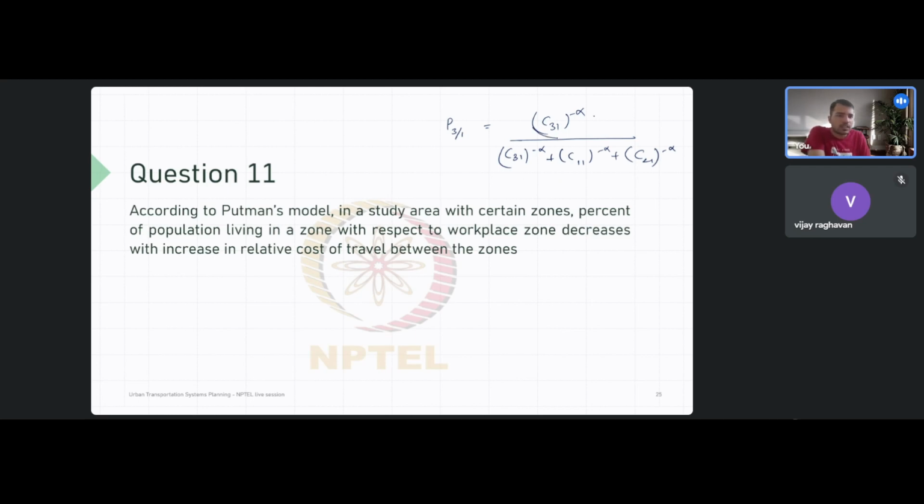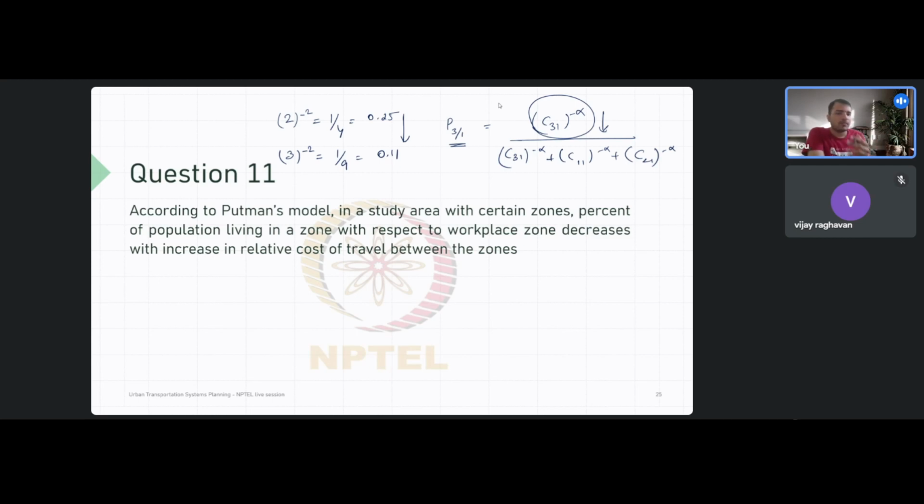If the cost increases, what will happen is the numerator will reduce, because if we have 2 power minus 2, it will be 1 by 4, around 0.25. But if the cost is 3, that is the cost is higher, it will be 3 power minus 2, that is 1 by 9, around 0.11. So we can see that the numerator has reduced, so P value will reduce. If P reduces, the number of people living in a zone will reduce, because it is dependent on P into E. So if P goes down, PE will go down, so the total value will also come down.